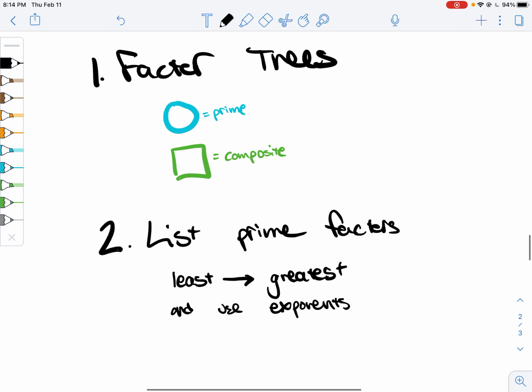The third key idea is to have fun. Enjoy it. Have a great time on your homework.